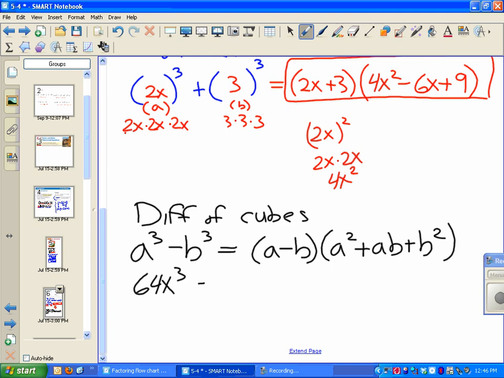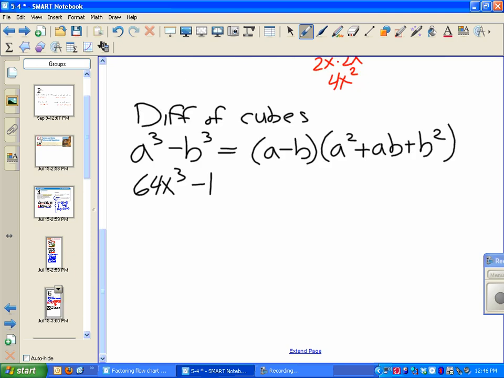64x cubed minus 1. So we basically need to figure out what is being cubed for a and what is being cubed for b. The minus sign is not going to factor into it. That's part of the formula. So you're just looking at the positive part of the number. So for 64x cubed, it would be 4x. And again, if you didn't know 4 cubed was 64, by the time you do guided practice, you will. And then for 1, it would just be positive 1.